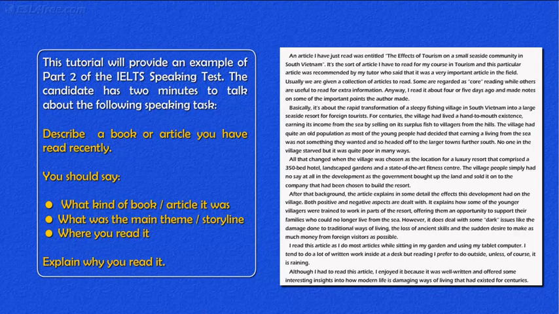This tutorial will provide an example of part 2 of the IELTS speaking test. The candidate has 2 minutes to talk about the following speaking task. Describe a book or article you have read recently. You should say what kind of book or article it was, what was the main theme or storyline, where you read it, and explain why you read it.